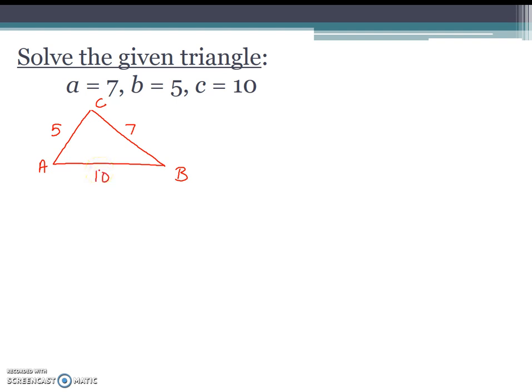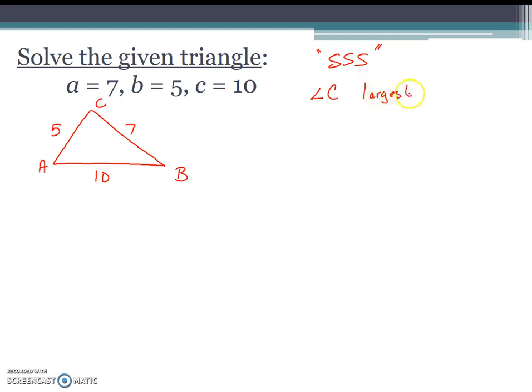Now, when it comes to the law of cosines, this is, of course, an SSS case. And whenever you're given the three sides of a triangle, you use the law of cosines. We always need to find the largest angle first. Now, angle C has to be the largest because it's opposite the longest side. So we'll declare angle C as being the largest.